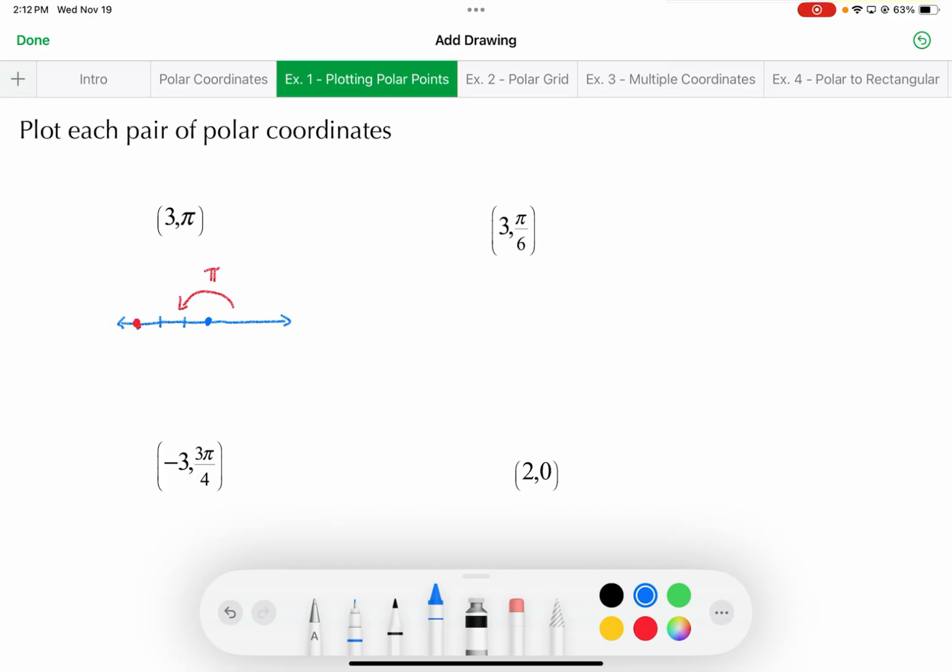How about 3 pi over 6? So initial side along the polar axis. Draw out pi over 6, which is 30 degrees. And along that terminal side, go 3 units. There would be your point.